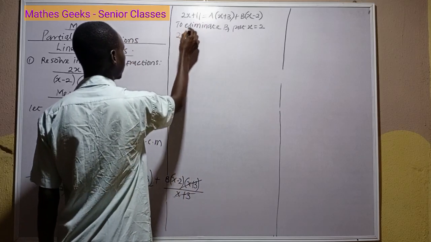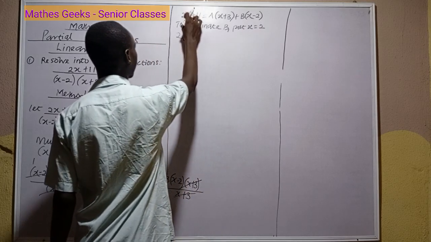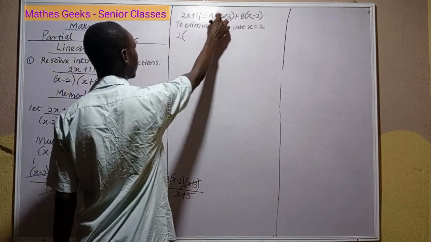So whatever the value of x is here, that's what it will be here also, and that's what it will also be in this bracket.